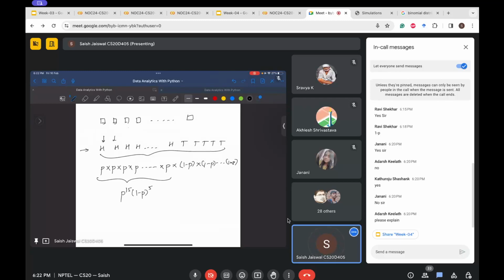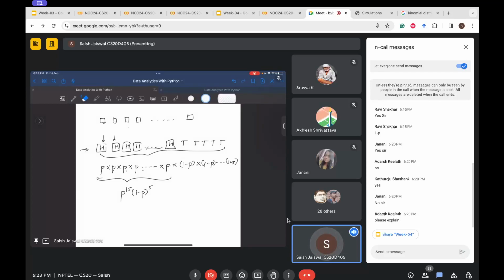So it will be p to the power 15 and 1 minus p to the power 5. But now the question is, in the first case I am assuming all these heads are consecutive. So how do we get p to the power 15? Because it is p into p into p, 15 times. p into p is p square, p into p into p is p cube. So p 15 times will be p to the power 15. Similarly, 1 minus p 5 times will be 1 minus p to the power 5. So now this is one arrangement of getting heads and tails.